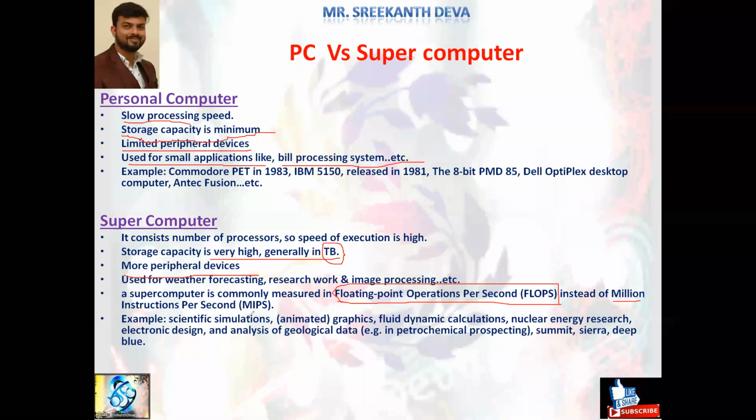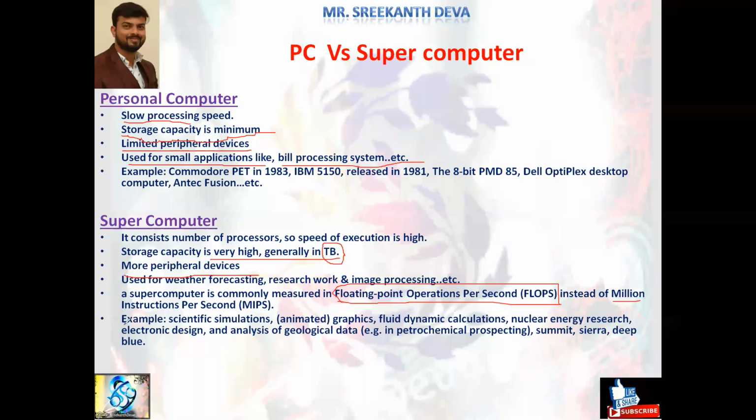The supercomputers are commonly measured in FLOPS, floating point operations per second, instead of million instructions per second. Like one petaflops equals around 1000 teraflops, and 1 teraflops equals 1000 gigaflops. Like that, they are categorized into different types of flops.